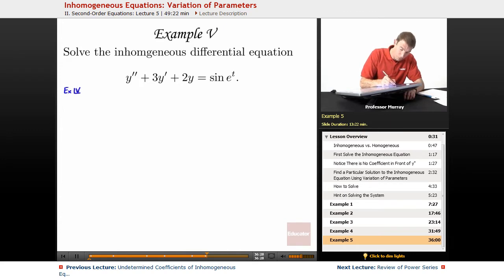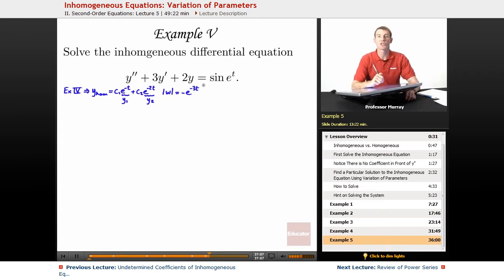And if you haven't looked at example 4 recently, just go back and read that over so that this won't be a complete mystery. Example 4 told us that the homogeneous solution to this equation was C1 e to the negative t plus C2 e to the negative 2t. So that was our y1, and that was our y2, and we already found the Wronskian of those, which turned out to be negative e to the negative 3t.